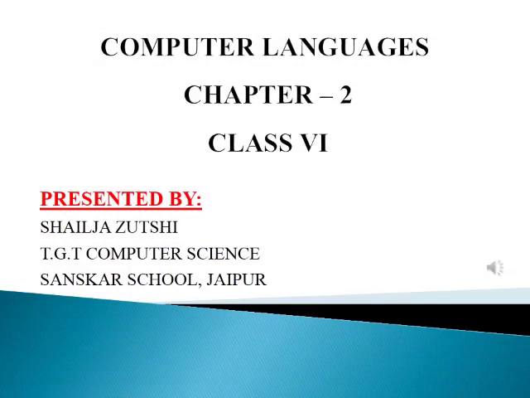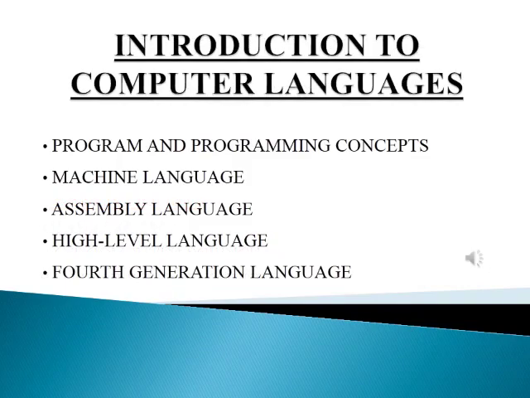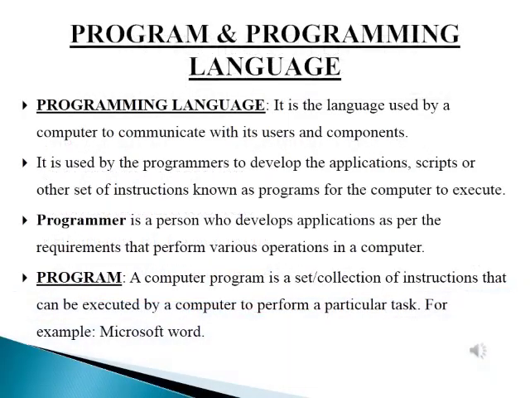Today we'll be starting with chapter 2 of your book, that is computer languages. Now this chapter will cover the following topics. First one is program and programming concepts, then machine language, third one assembly language, the next one is high level language, and the last one will be fourth generation language. Now let's start with the first topic, which is program and programming language.